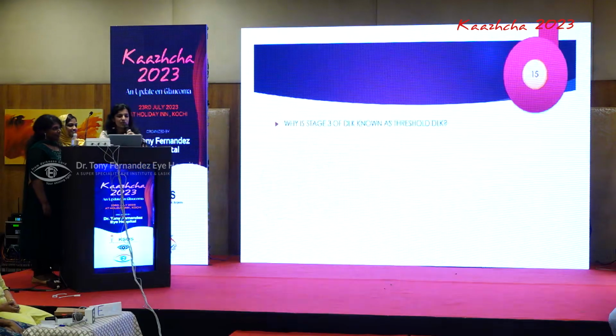Desert. How can you relate desert to ophthalmology? Okay, this is sands of Sahara in diffuse lamellar keratitis. Why is stage 3 of DLK known as threshold DLK?